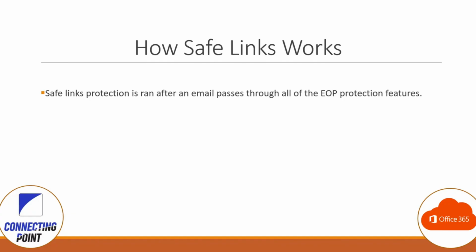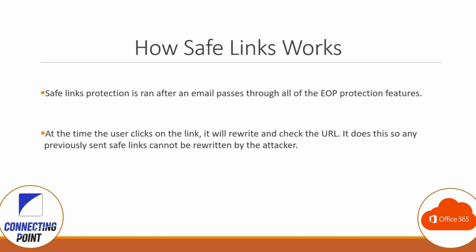Safe Links protection is run after an email passes through all of the Exchange Online protection features. At the time the user clicks on the link, Microsoft rewrites and checks the URL. It does this so any previously set safe links cannot be rewritten by the attacker. It checks this URL against the entire database of Microsoft safe links. I'd find it hard to believe that someone would have a bigger database than what's available to Microsoft. And this is applied to Office 2016 or newer desktop and mobile apps as well.